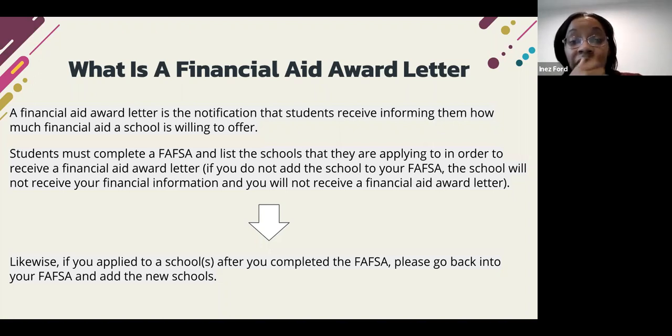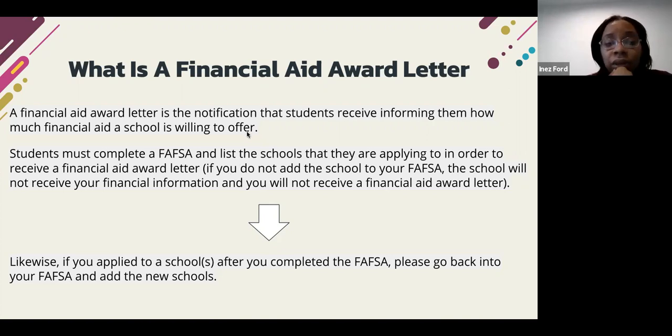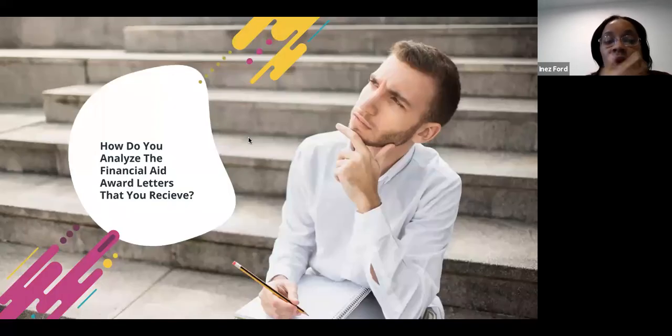Okay. And also, if you've already submitted your FAFSA and maybe recently decided to do a college application, please make sure you go back into FAFSA and add the schools that you've applied to, so that you can get an award letter. Okay. So we can go to the next slide. We are going to talk a little bit about the different language that you have to understand. How do you analyze the financial aid award letters that you receive? So we're going to talk about 2 or 3 terms you need to know, and then we're going to do some analysis, okay?